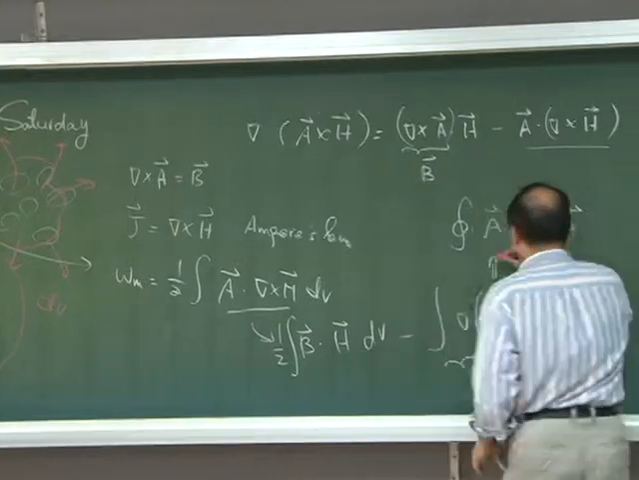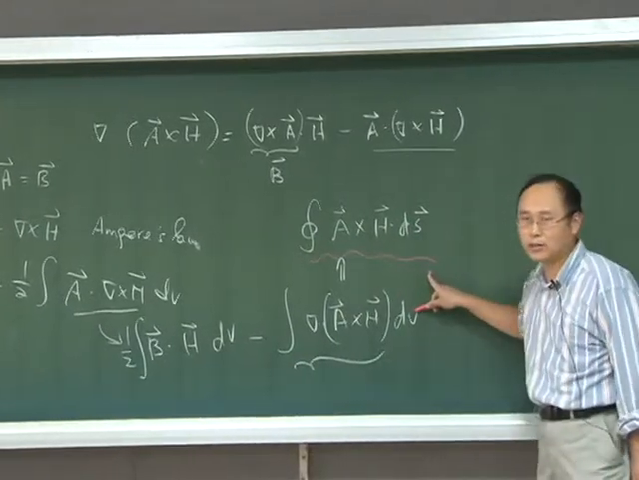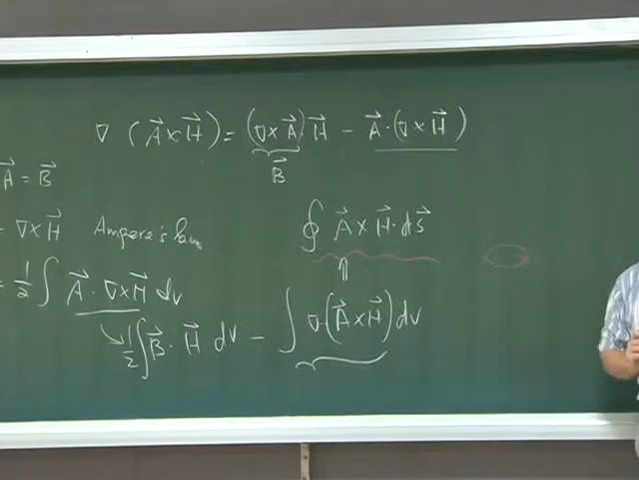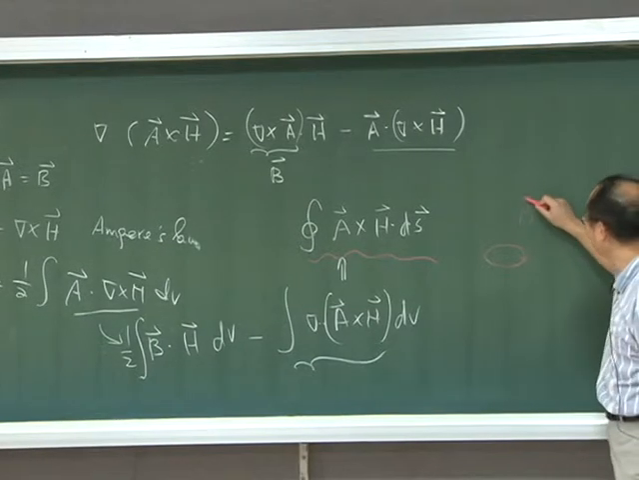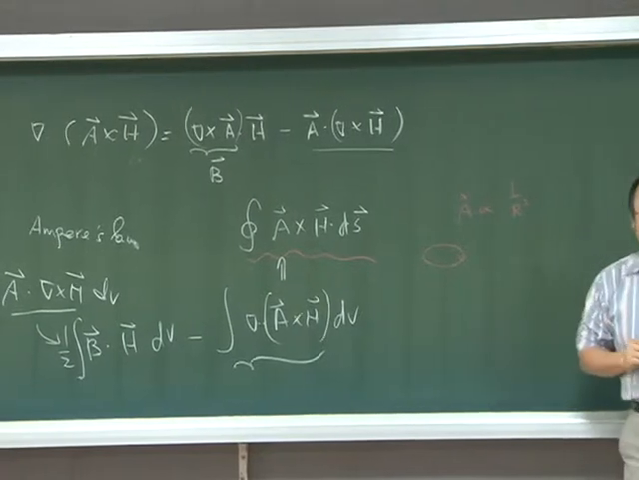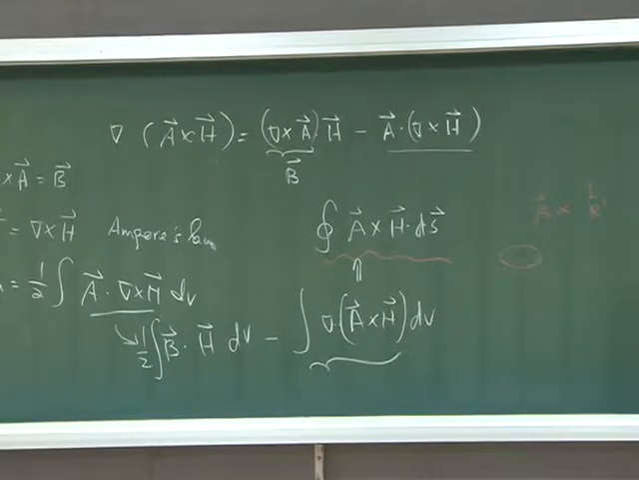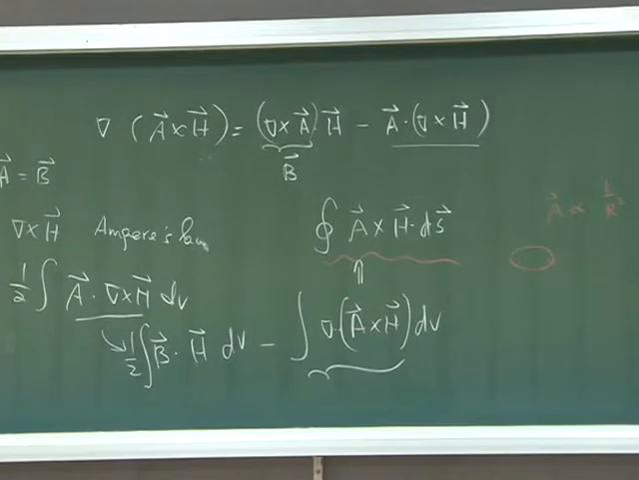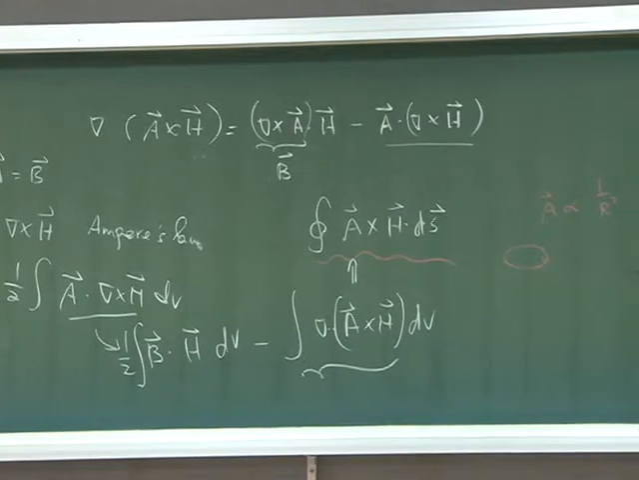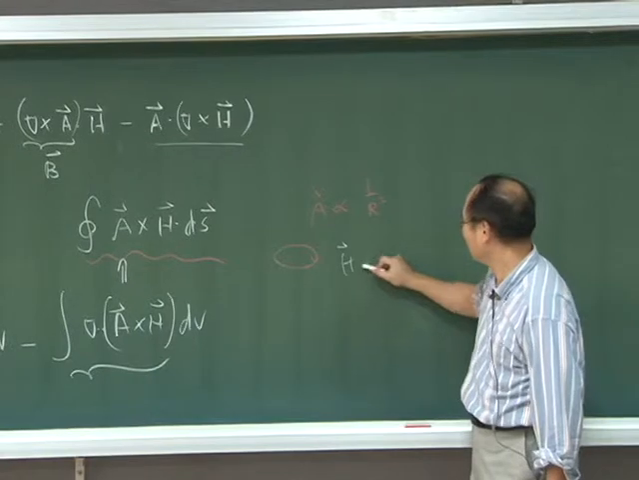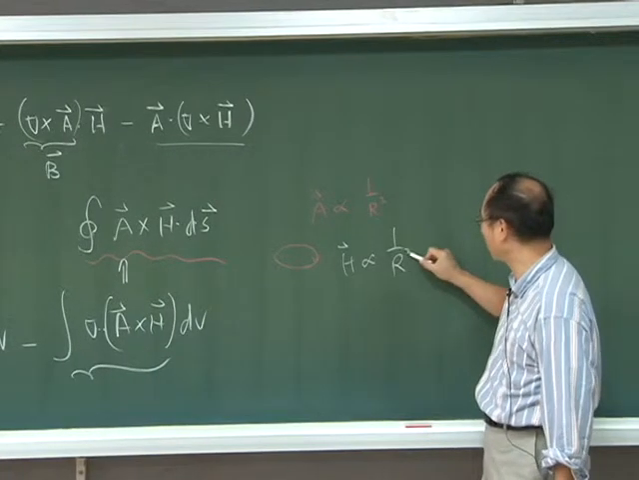So if you think about this integration for a small dipole, a small current loop, this A is proportional to 1 over R squared. If you pick up the magnetic dipole field from your handout, you're going to see that this A in the far field is proportional to 1 over R squared, and this H is proportional to 1 over R cubed.